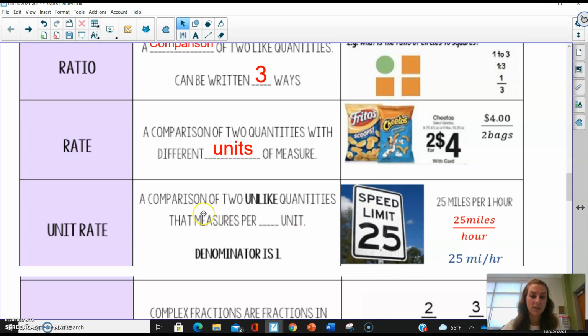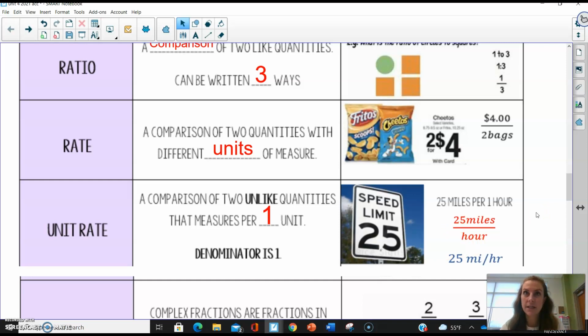A unit rate is a comparison of two unlike quantities that measure per 1 unit. So it's a special type of rate. Our denominator, or our bottom number, is always 1. So an example here is 25 miles per 1 hour. Now, when we see stuff like this, a lot of times the 1 is implied and we wouldn't say it. So 25 miles per hour. If there's no number defined, that means we're talking about 1 hour.